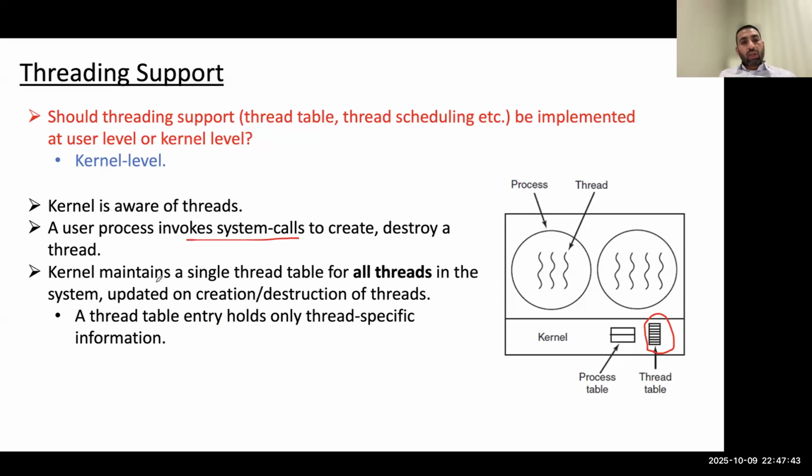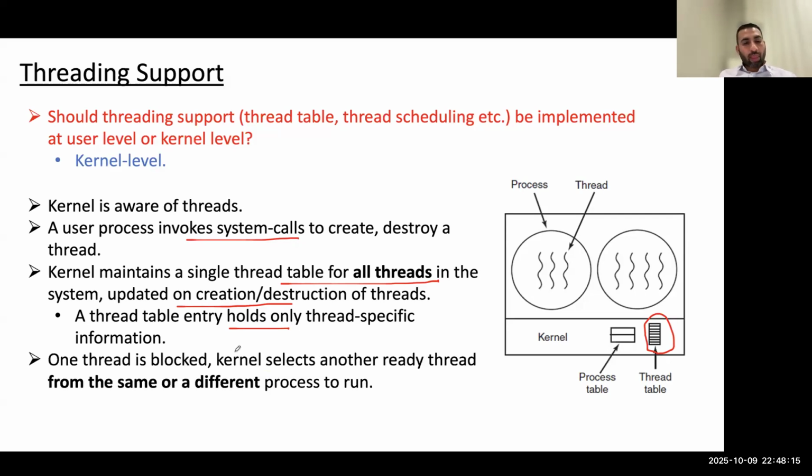All that is done by a user level library, and the kernel is not involved. So what does the kernel do here? It maintains a single thread table for all threads in the system. The thread table is not per process. The thread table is for all threads in the system. And this table is updated on creation or destruction of threads, right? Each thread table entry holds only thread specific information, which we have already seen earlier: basically the program counter, general purpose registers, and stack pointers.